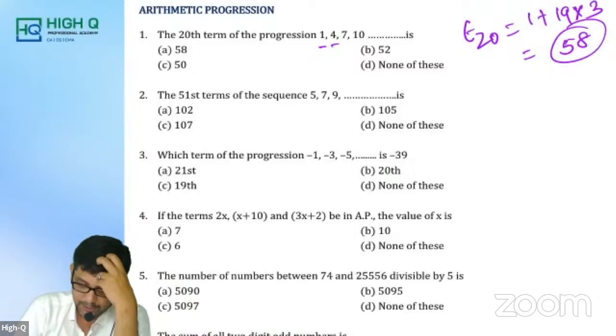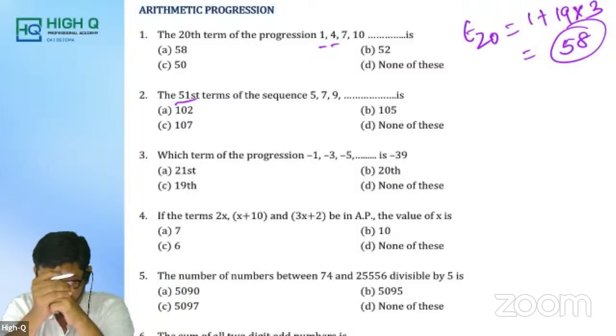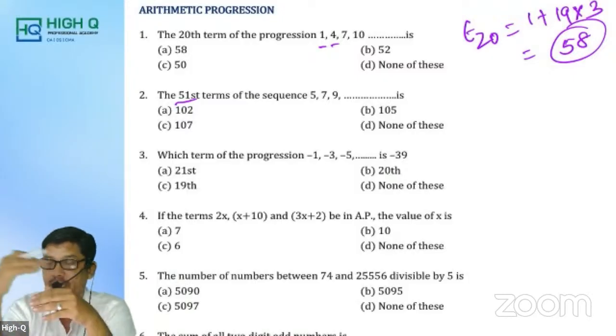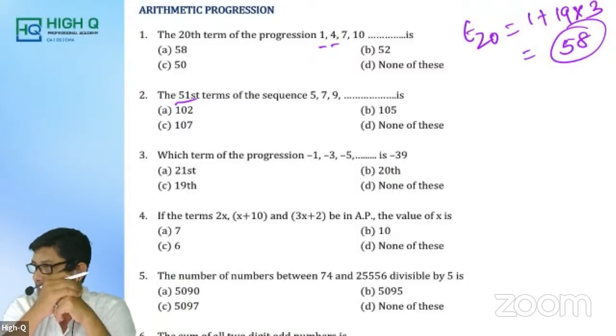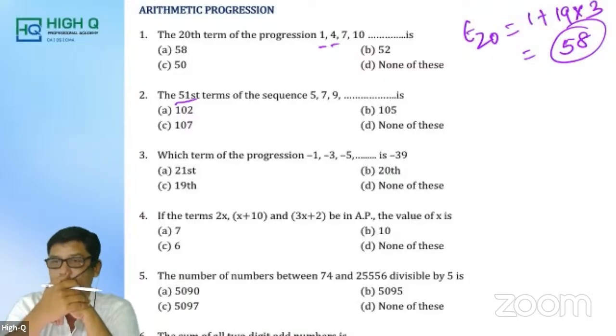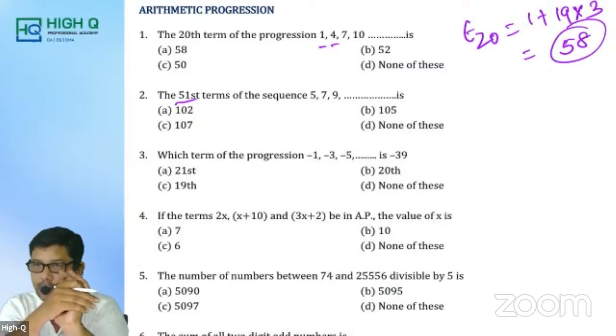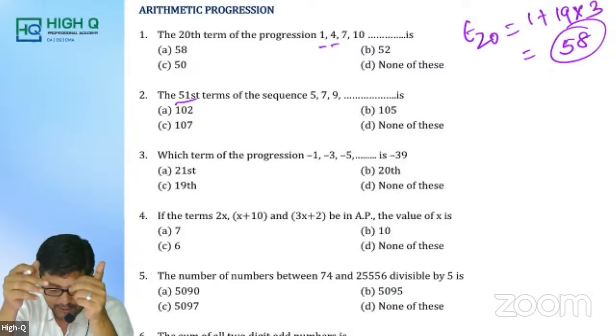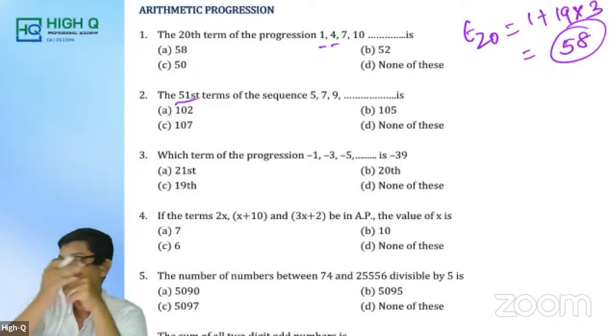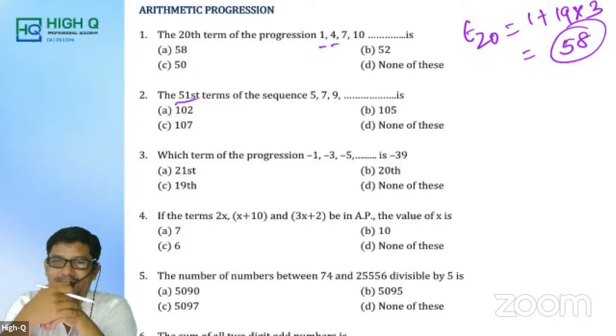Next question is the 51st term of a sequence, but it is going decreasing. Okay, if you ask me, I can get it. The answer is going to be negative, that is point number one. I think none of the options. Oh, 5, 7, 9, increasing only. Sorry. 51st term. Can you please tell me the answer? I got the answer.